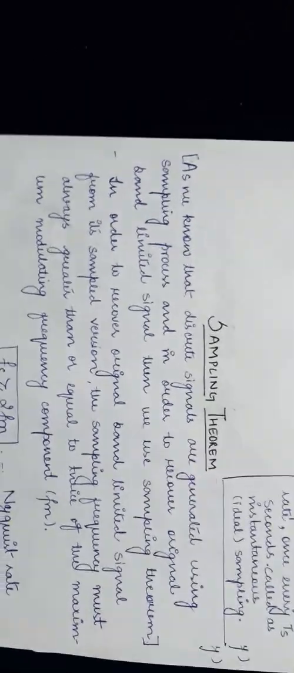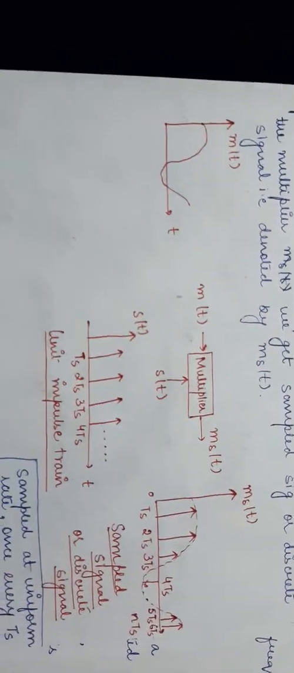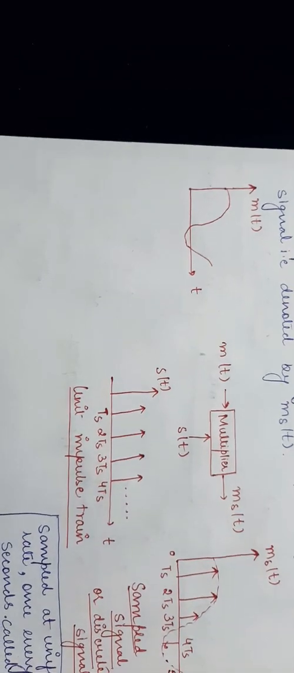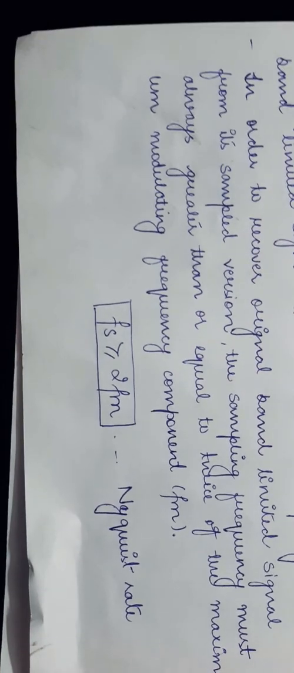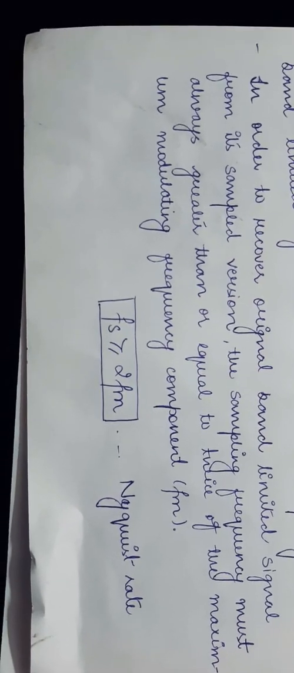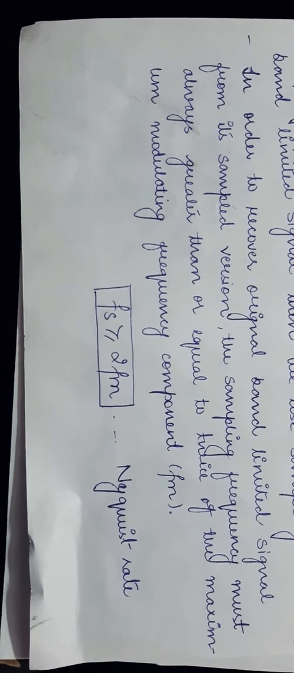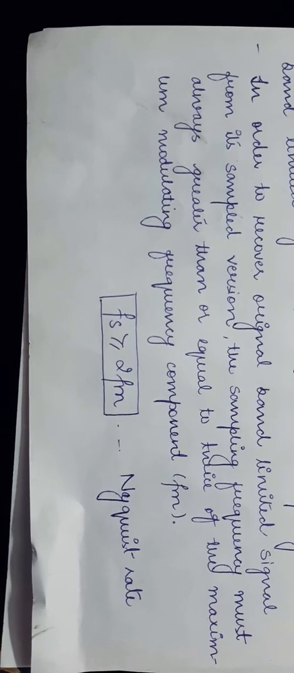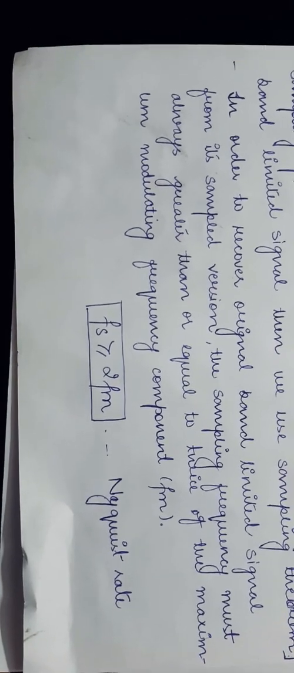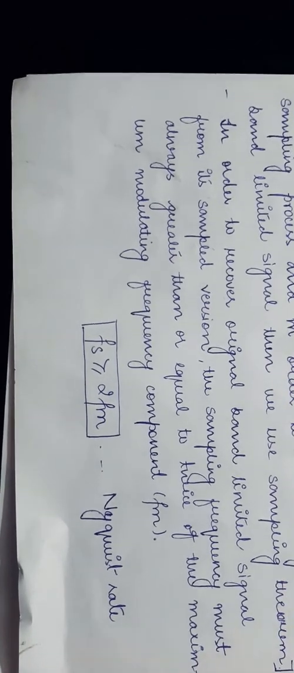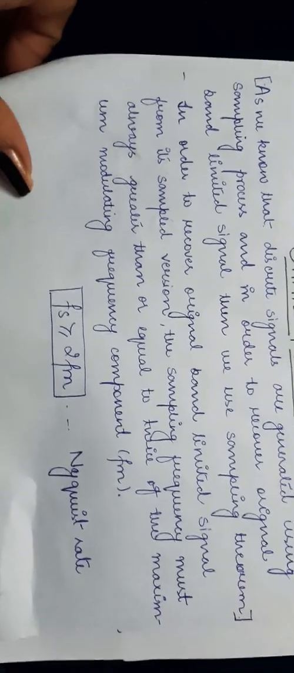Now coming on to the sampling theorem. As we know, discrete signals are generated using the sampling process, and in order to recover the original band limited signal, we use the sampling theorem. In order to recover the original band limited signal from its sampled version, the sampling frequency must always be greater than or equal to twice the maximum modulating frequency component, that is fm. Here fs is greater than or equal to 2fm. This is also known as the Nyquist rate.